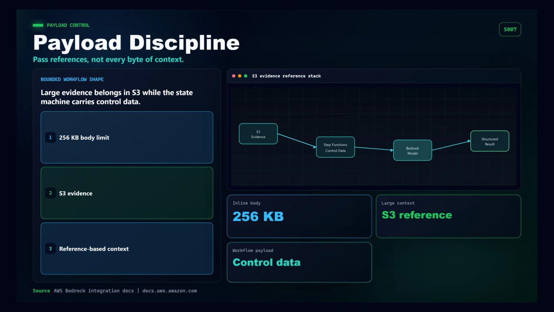Agent workflows also hit boring limits quickly. The optimized Bedrock integration has a 256 kilobyte payload limit when using the body field. That matters because retrieved documents, long case histories, and model outputs can get large. The safer pattern is to store bulky evidence in S3 and pass references through the workflow. The state machine should carry the control data, not every byte of context.